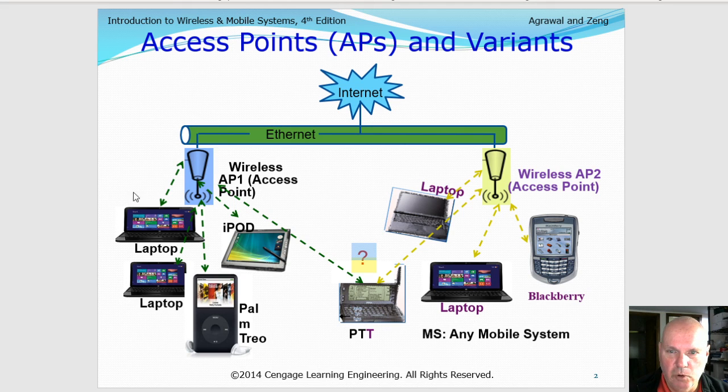These wireless access points are connected into the traditional internet. They're typically wired together into a common wired network that runs throughout the university or at home. Your wireless access point is probably tied into your cable, or perhaps your phone line, or you might get your internet via a satellite provider.